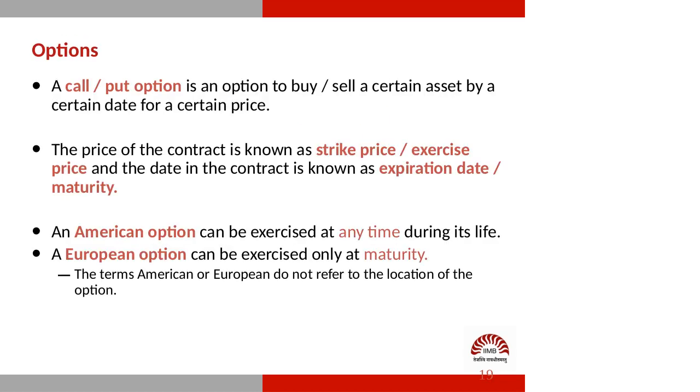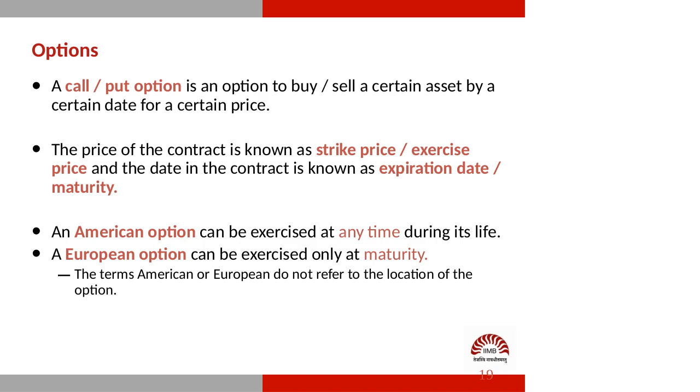An option contract gives you the right but not the obligation. The difference is that in a forward contract or a futures contract, you are obligated to deliver on a future date. In an option contract, you have the right but not the obligation, so you do not have the obligation to exercise. What it gives you is the right to buy or sell. If it's a call option, it gives you the right to buy. If it's a put option, it gives you the right to sell, and we'll talk about it in a second. A certain asset, by a certain date, for a certain price.